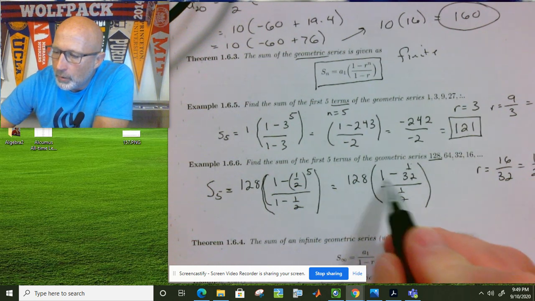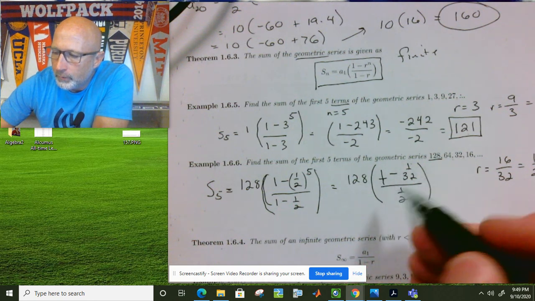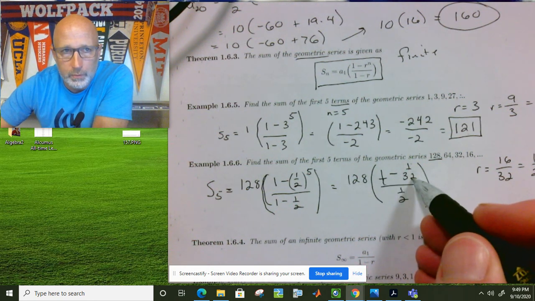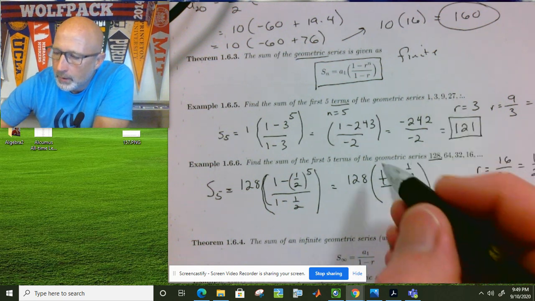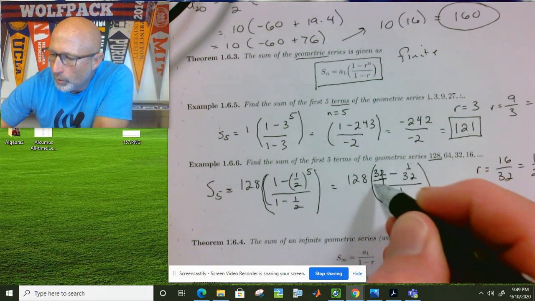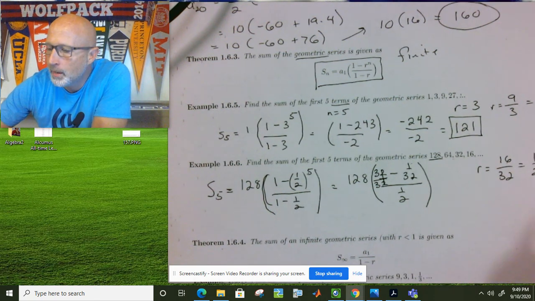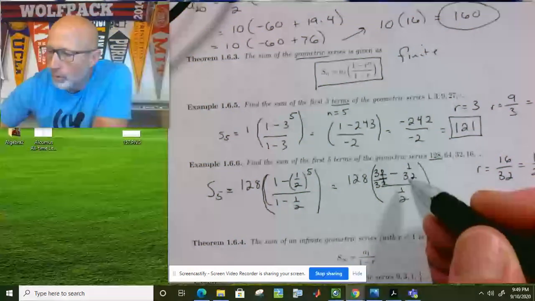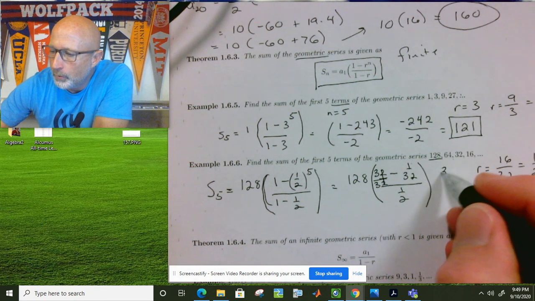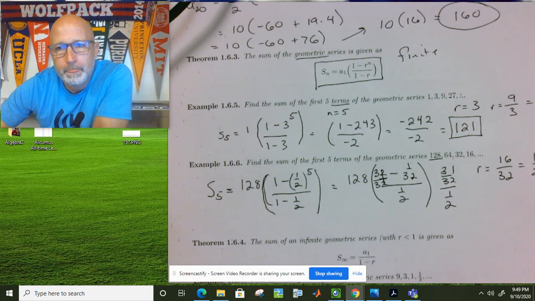Okay, so I know I need to subtract these from each other. So the least common denominator between 1 and 32 is 32. So I'm going to change 1 into 32 over 32, because 32 divided by 32 is 1. So I have 32 over 32 minus 1 over 32 gives me 31 all over 32, all over 1/2.